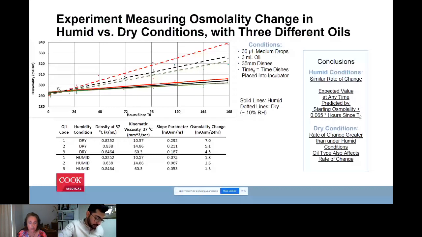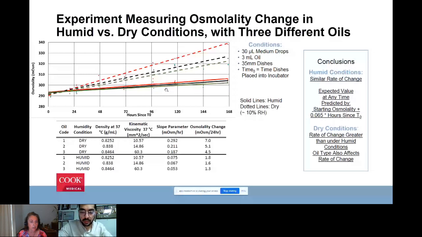And even with the best oil, so if we're looking, for instance, at the green dotted line, it will go over 300 milliosmol at 3 days. So in the humid environment, when you look at these solid lines, there is, of course, an increase in osmolality. But what's interesting is that with the humid environment, the type of oil doesn't have a very strong effect on this phenomenon. In fact, there's no statistical difference between those slopes.